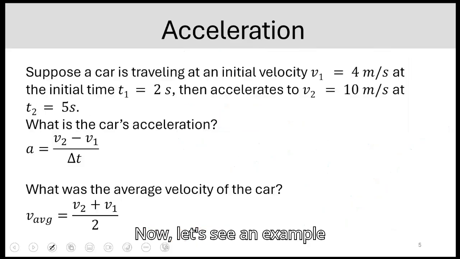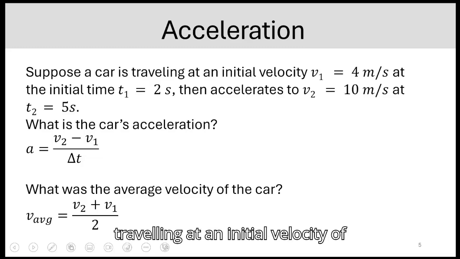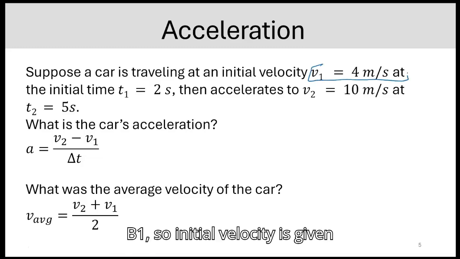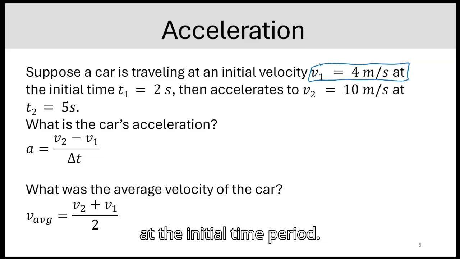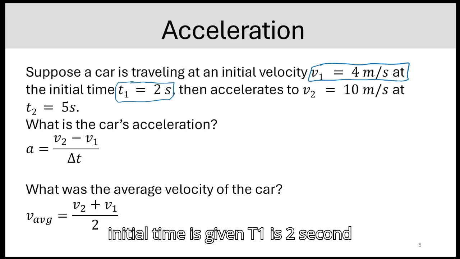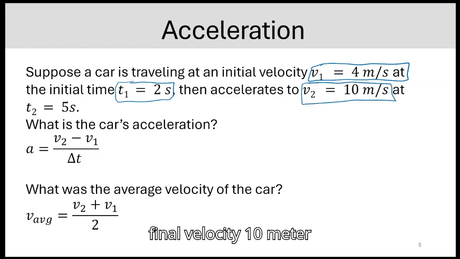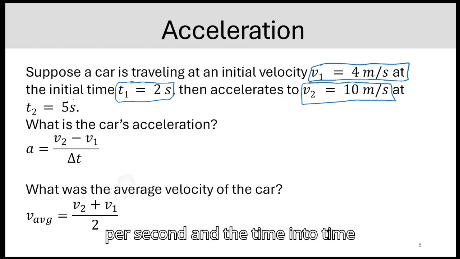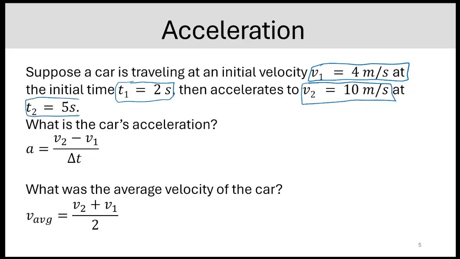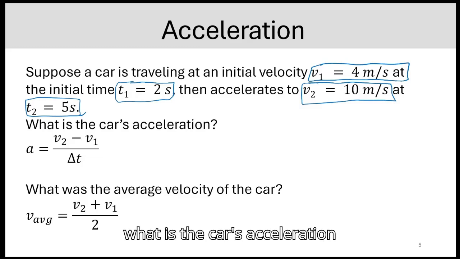Now let's see an example mathematically. Suppose a car is traveling at an initial velocity of v1, which is 4 meters per second. So the initial velocity is given at the initial time, t1, which is 2 seconds. Then the car accelerates to a final velocity of 10 meters per second, and the final time is 5 seconds. And the question is asking what is the car's acceleration.